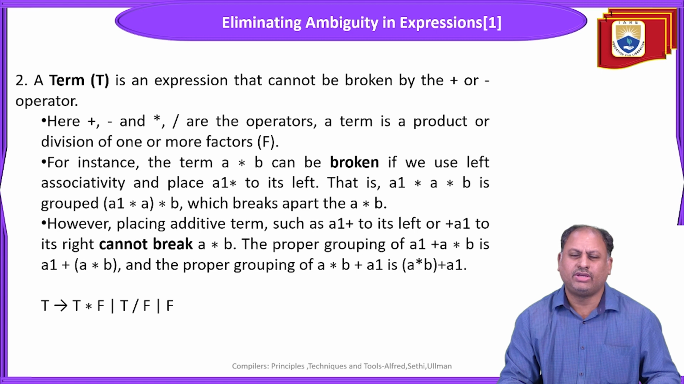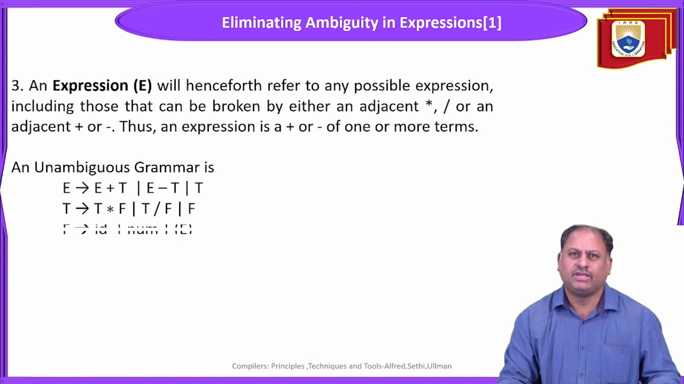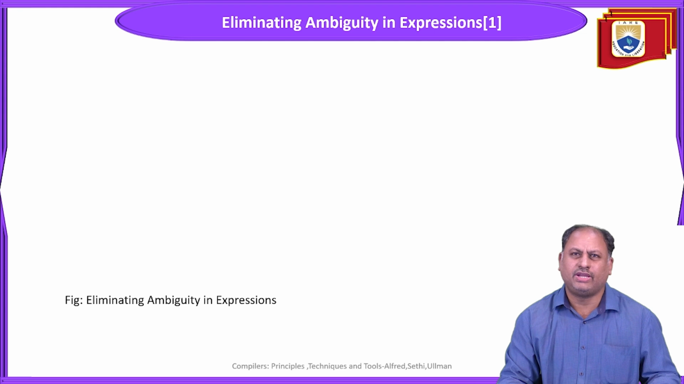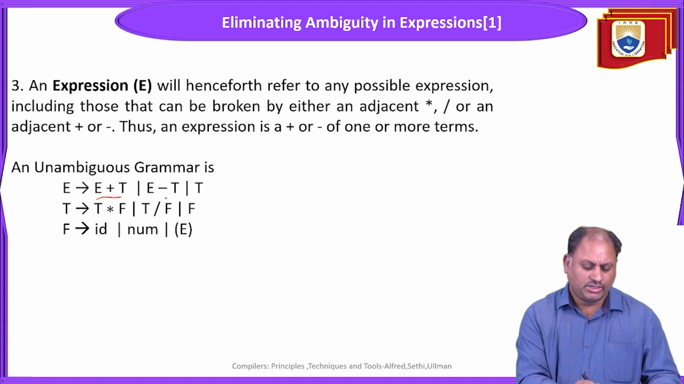So that way we are going to use the derivation trees in the construction of parse trees to avoid ambiguity. For example, an ambiguous grammar: this grammar is ambiguous. That is E derives E plus T, E derives E minus T, T derives T star F, T derives T slash F, F derives ID.